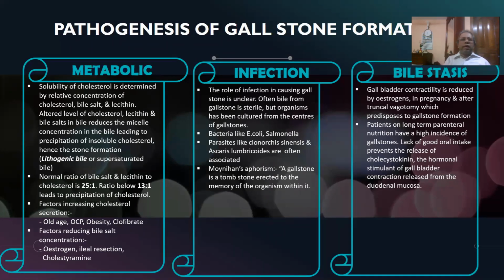So about these three things: metabolic, infective, and bile stasis. This is the pathogenesis of the gallstone. Sometimes in the written exam, the question may be what is the pathogenesis of gallstone, and you write these three things only. Or sometimes, for more marks, some questions are asked in the exam. Without knowing that mechanism, we are not able to understand the pathogenesis of the gallstone.